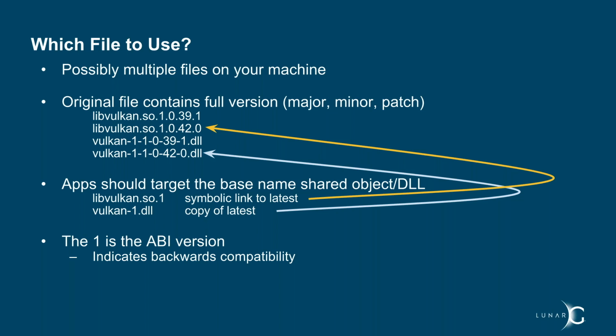Additionally, on Windows, we make a copy of the most recent one as part of the install. So in this case, we're going to copy the file vulkan-1-1042.0.dll, and we're going to rename that copy vulkan-1.dll as part of the install. And the idea is that the 1 indicates the ABI version, and so we will be making sure that anything called vulkan-1.dll is backwards compatible.